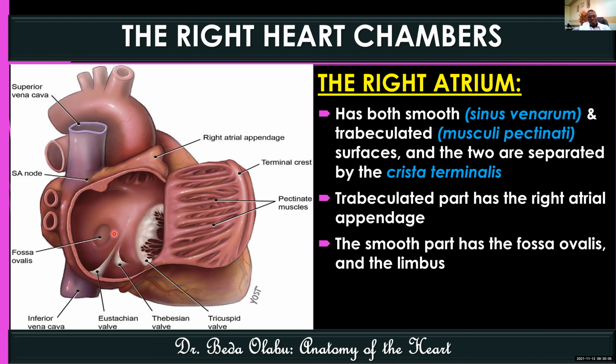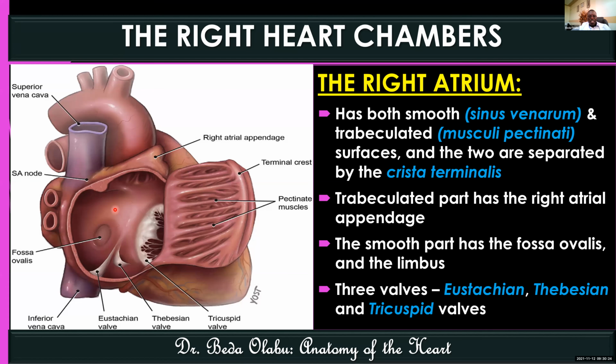So that's the limbus. When you look at fetal circulation and cardiovascular changes at birth, we'll elaborate on the concept of fossa ovalis and the concept of the limbus more. Apart from that, the right atrium contains 3 valves within it.